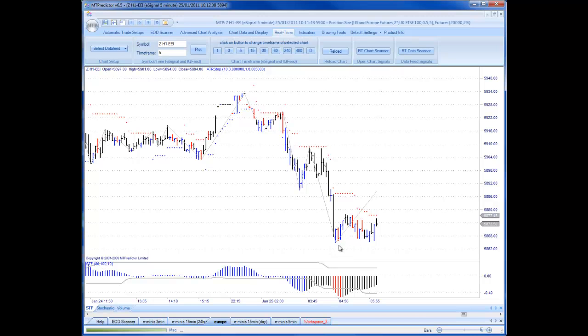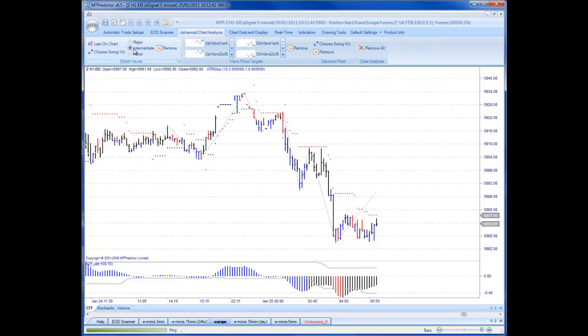So let's look at this one down here. Let's go to the advanced chart analysis, intermediate Elliott waves, choose swing high or low, click on the bottom there, and lo and behold, MTPredictor has identified the 1, 2, 3, 4, 5 with the low right at the typical wave 5 WPT. So we nailed this low absolutely perfectly.